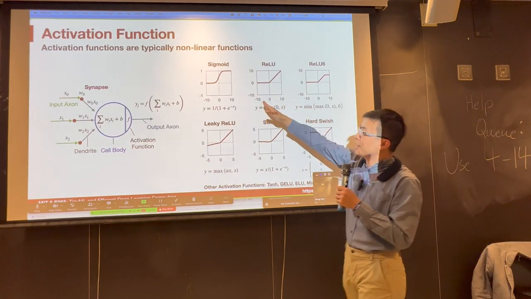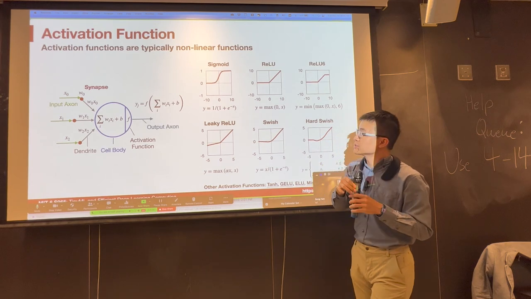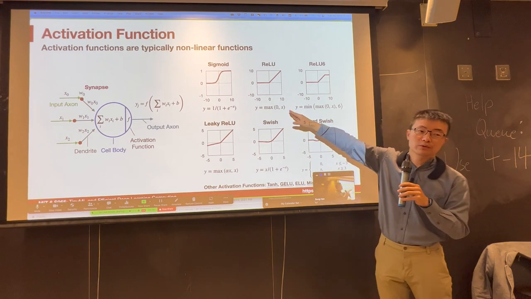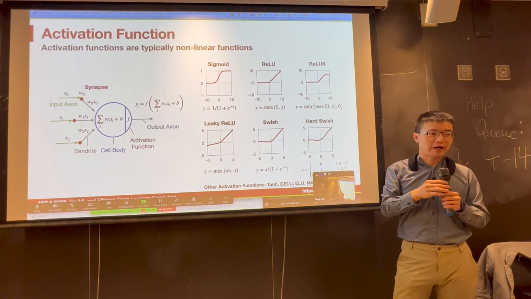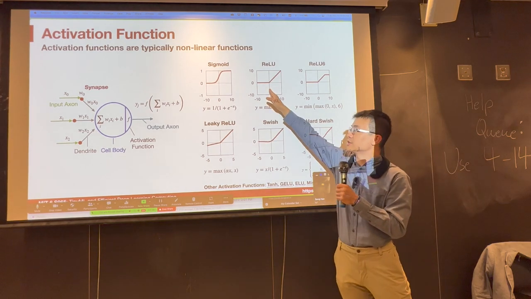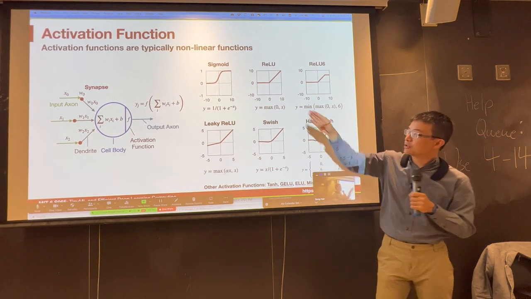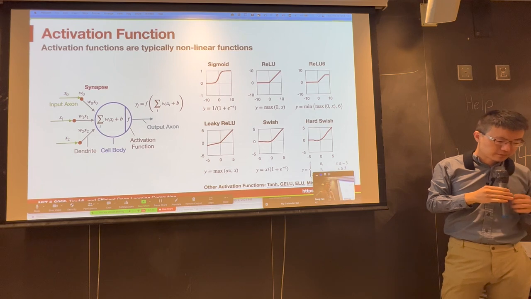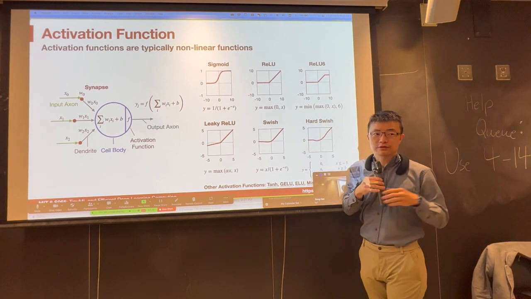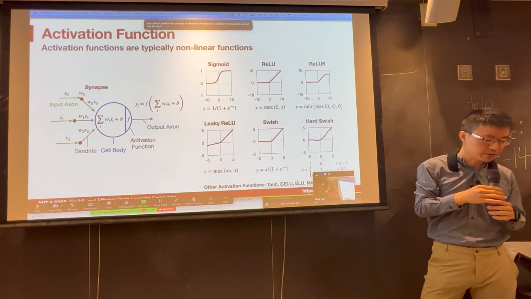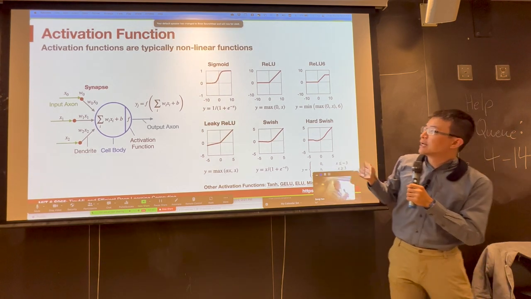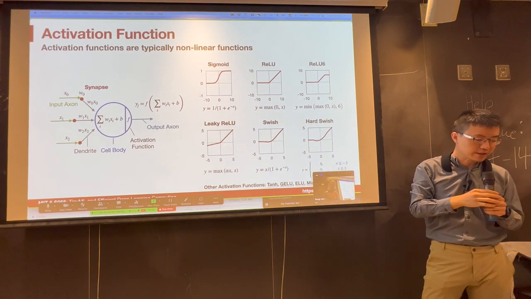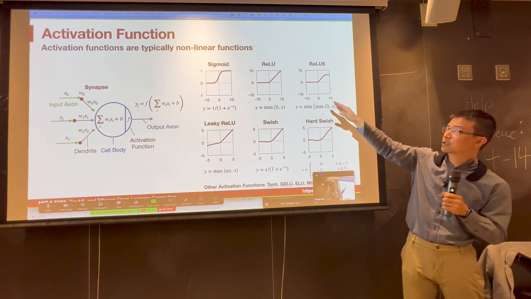Okay, so we have several popular activation functions. Sigmoid function, which is basically 1 over 1 plus e to the power of minus x. ReLU is the most popular and most efficient activation function, which is basically, if the input is below zero, the output is zero. If the input is above zero, then it is linear. And also, the ReLU is probably the most efficient from the implementation perspective, since it doesn't require complicated arithmetic to calculate the output. And it's very quantization friendly.